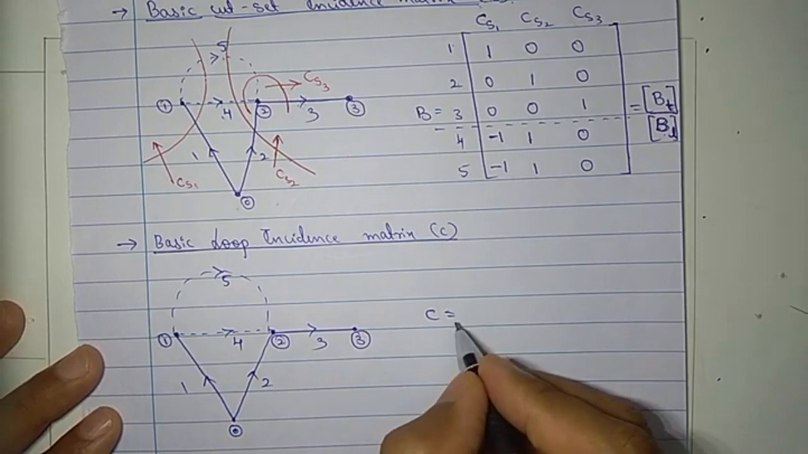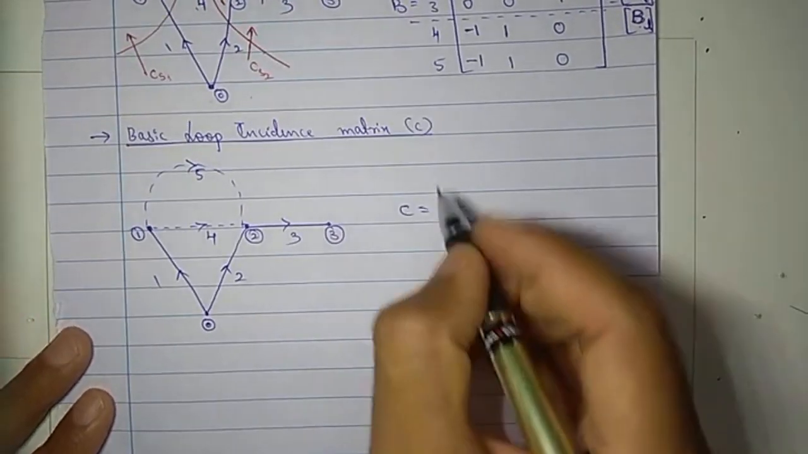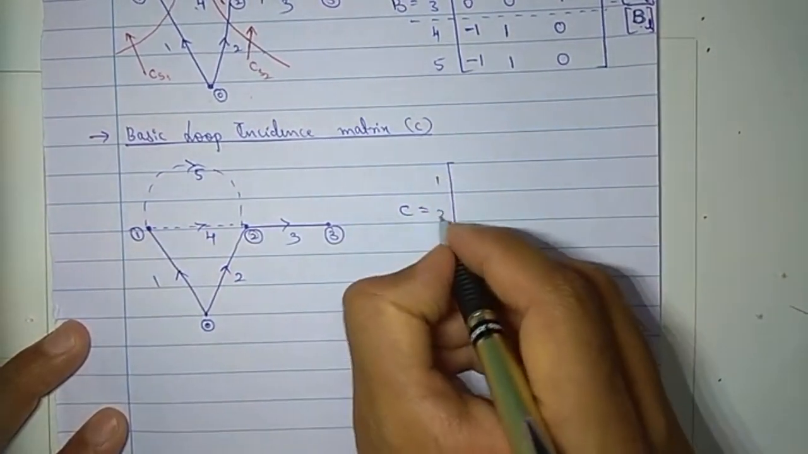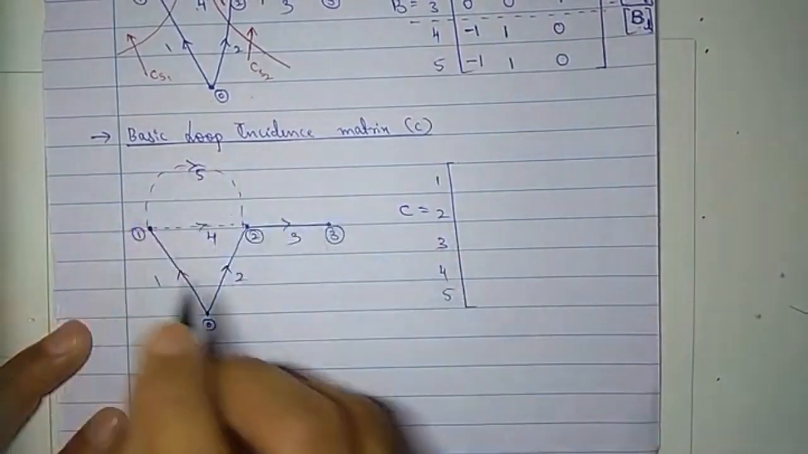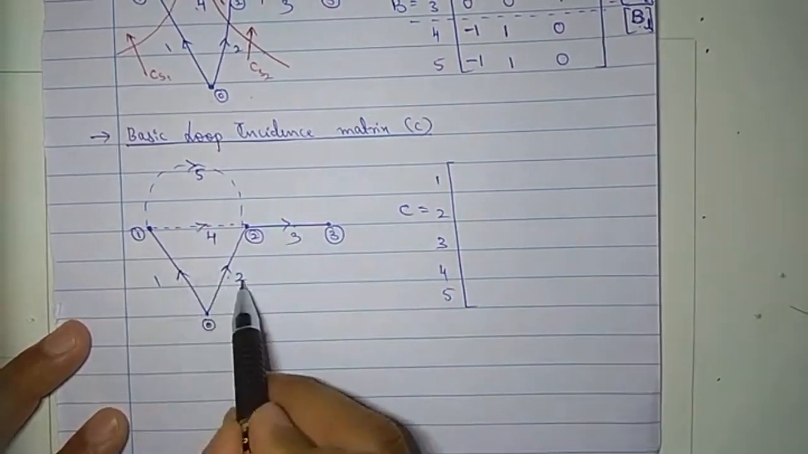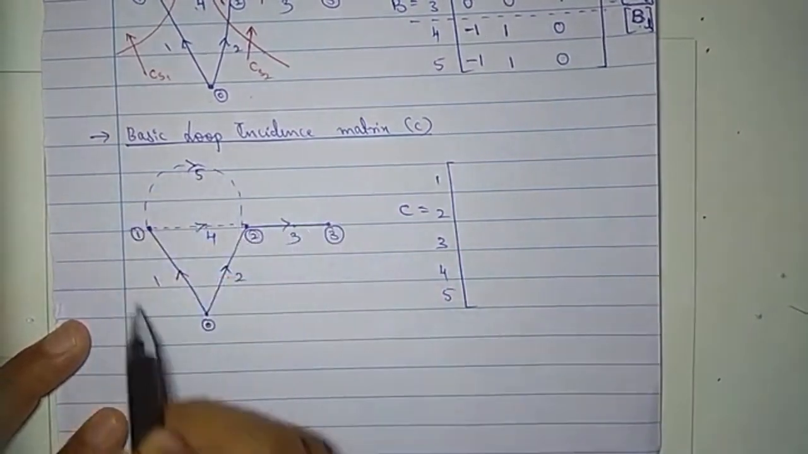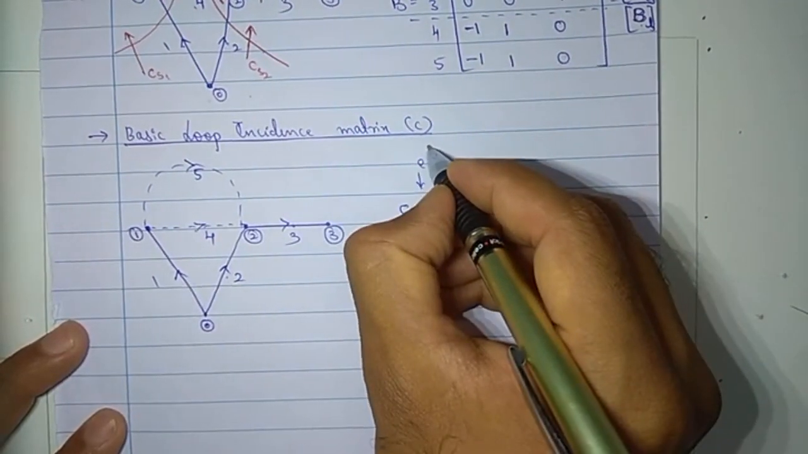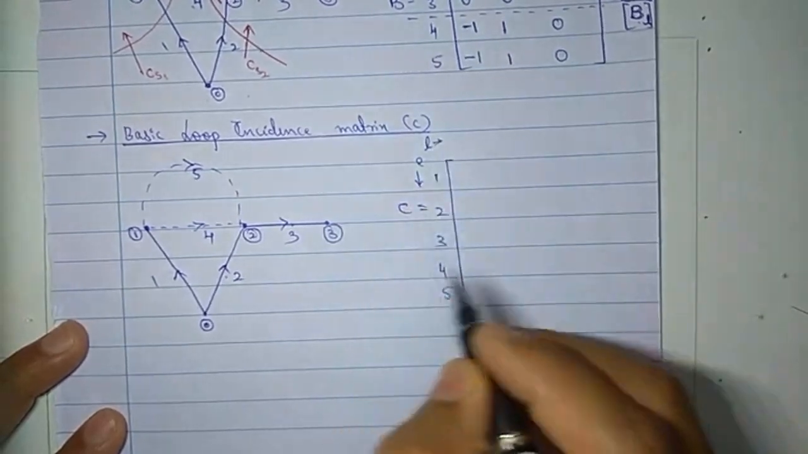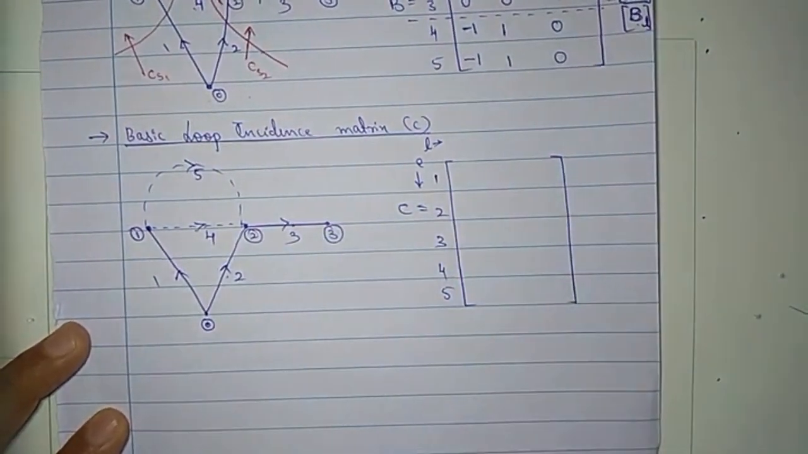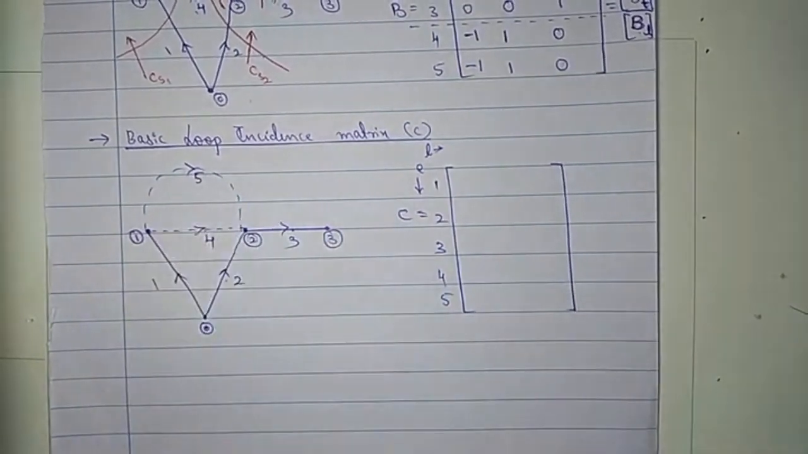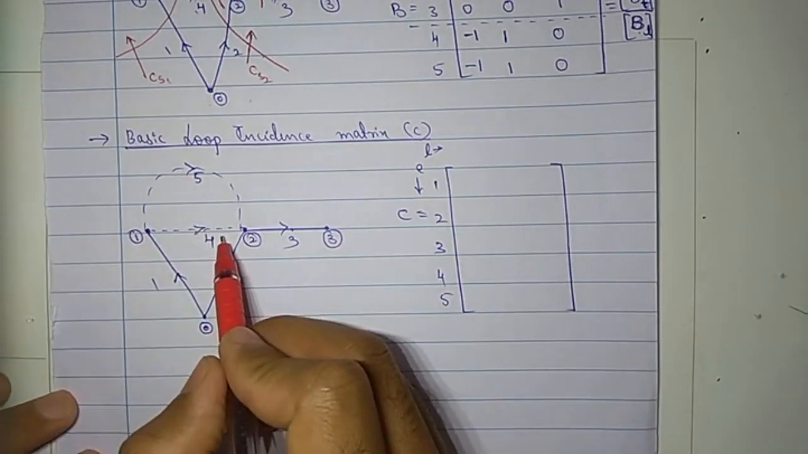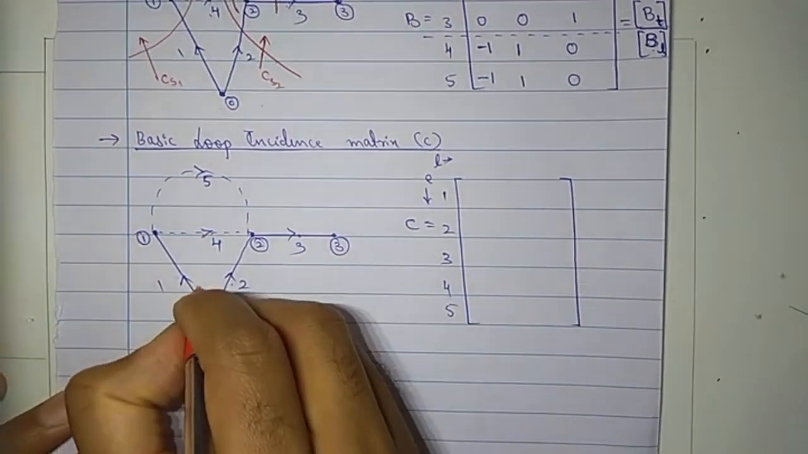Now C is the basic loop incidence matrix. How many elements are there? 1, 2, 3, 4, 5. Totally there are 5 elements. Though these are the branches and these are the links, all together they are called elements. So here I will be writing elements, and here I will be writing loops. We know that in the basic loop incidence matrix, the number of loops that can be formed depends upon the number of links. How many links are there? 2 links. So there will be 2 loops.